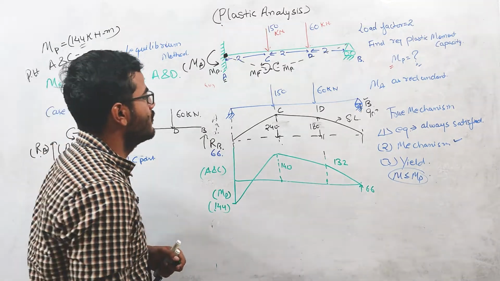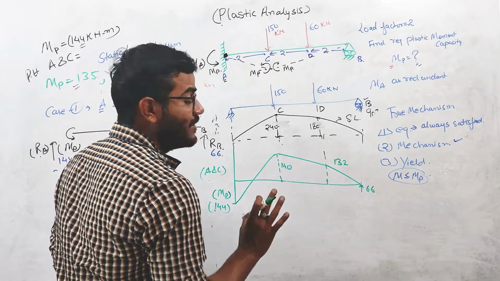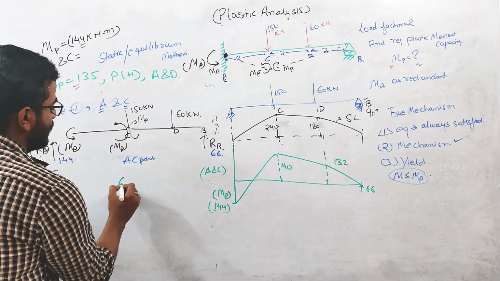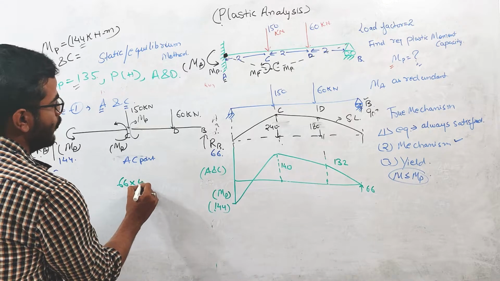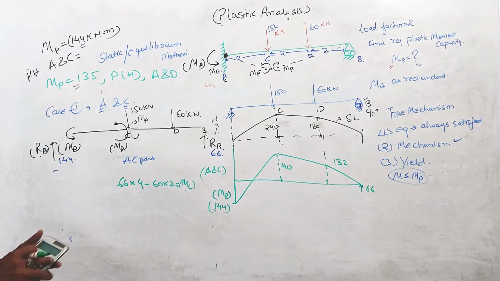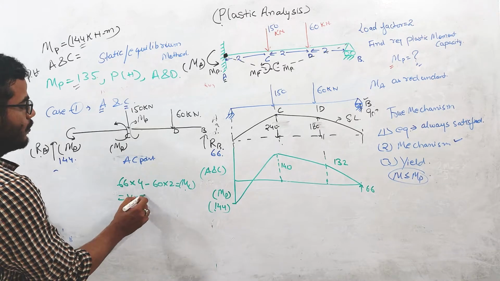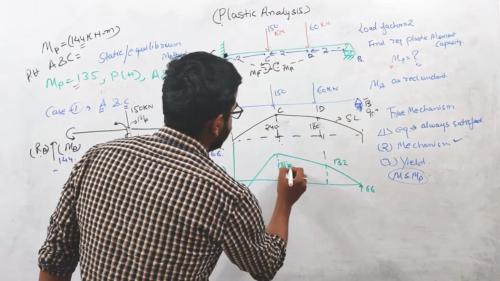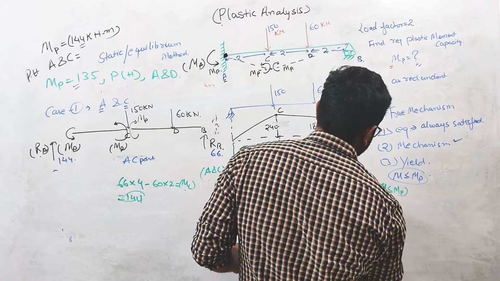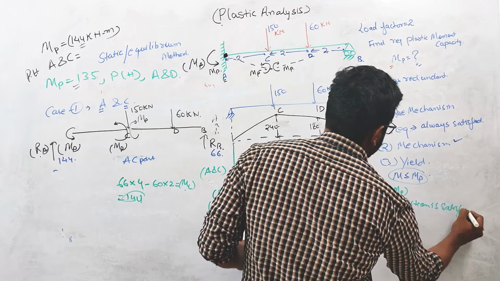So you can see that nowhere in this beam is the moment exceeding the MP value. If you want to check from this side what is the moment at this point, I can write 66 into 4 minus 60 into 2, which gives the moment at C. Again this value comes out to be 144. So if you check the moment from this side, it will be 144. By looking at this diagram, this is satisfying the yield condition. M is always less than or equal to MP. So yield condition is satisfied. There should be no doubt in this.